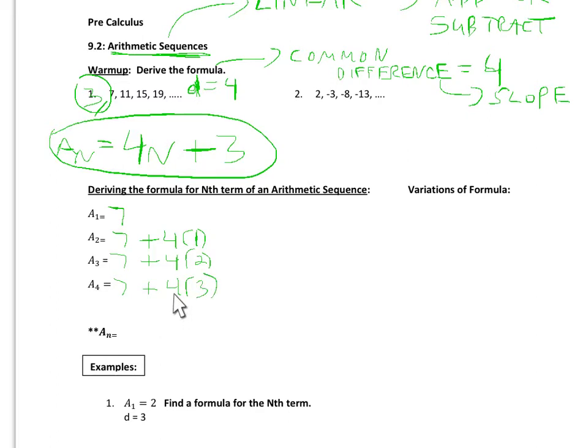Okay, again, if I do this, 4 times 3 is 12. 12 plus 7 gives me 19, and there it is. That's the fourth term. Now, why did I do all this? Why did I always start with 7? Because this gives us our formula for the nth term of an arithmetic sequence.